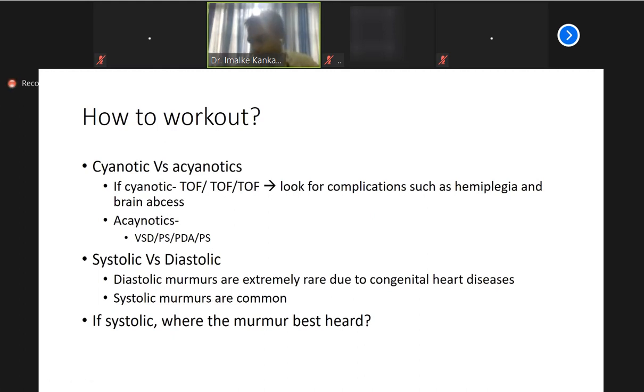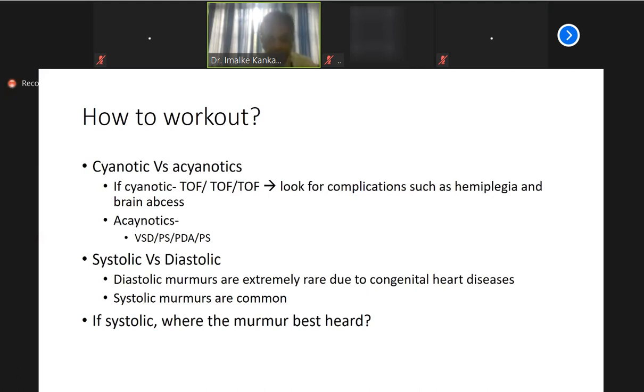So how to work out? Now you know large number of disease conditions, but when it comes to exam, it will be around 4 or 5 diagnoses. So you are correct. Even if you don't hear anything, there's a chance for you to give the correct answer about probably 25 to 30% of the time. If you find cyanosis, unless proven otherwise, your diagnosis is tetralogy of Fallot.